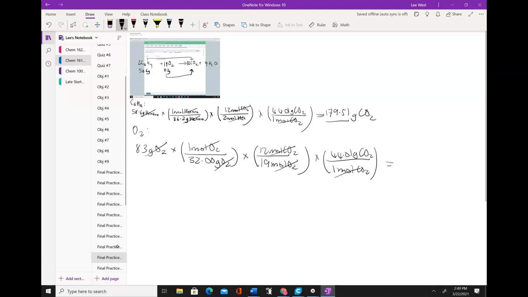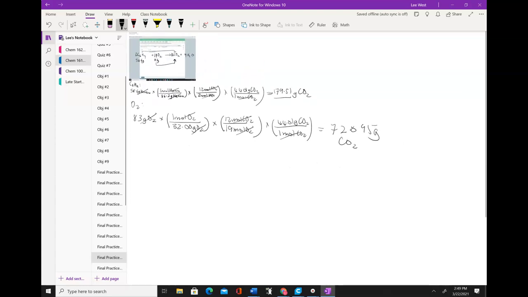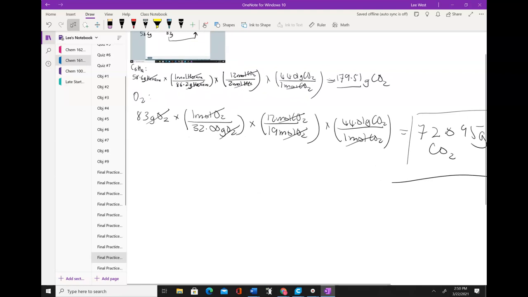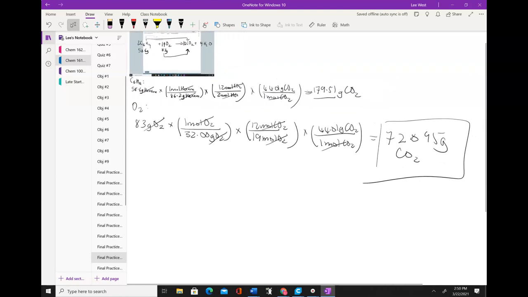So 83 times 1 on 32 times 12 on 19 times 44.01. What do you got? 72.095 grams of CO2. So what that's telling you is that your oxygen is your limiting reactant, right? Once you made your 72 grams of CO2, you're out of oxygen, and so some hexane will be left over. So oxygen is your limiting reactant.